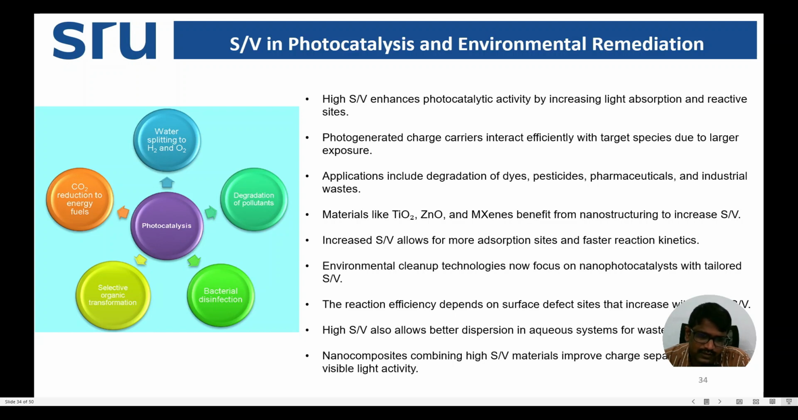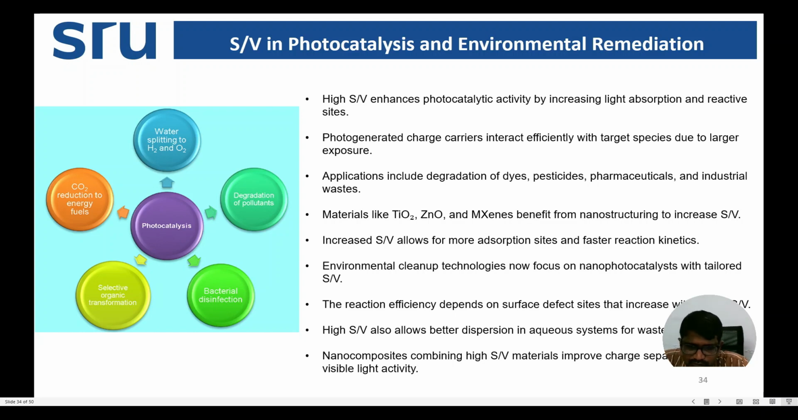Whatever the process we want, whatever the application we want, because of this higher dispersion, the efficiency of the application will increase. Okay, so just like that.